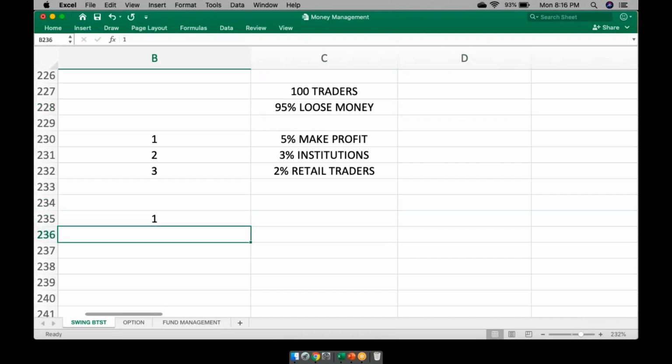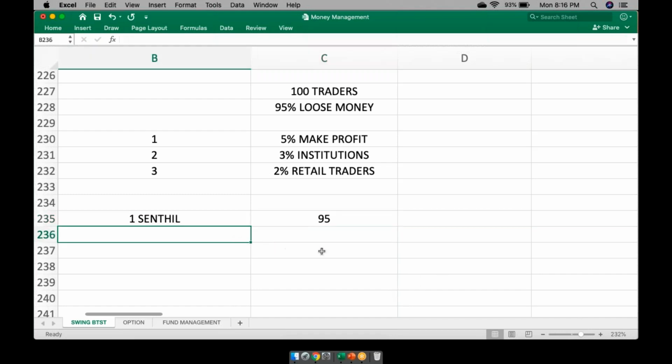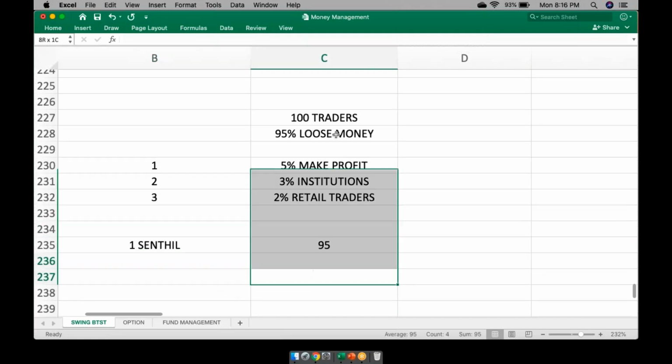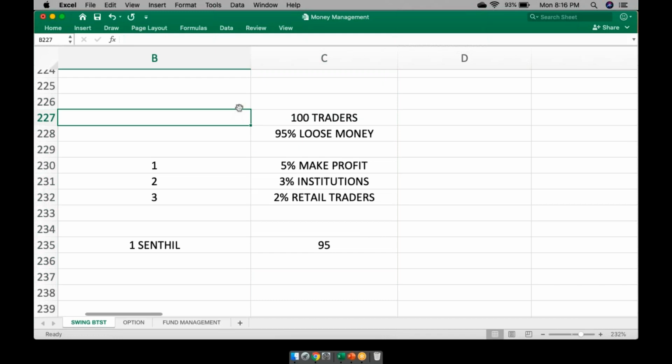If you take one trader, say I am Senthil, to give profit to Senthil, there are 95 members. We don't know who those 95 members are. So please remember this. That means we have a good support. When the team is big, when you have good support, the work is done very easily, right?